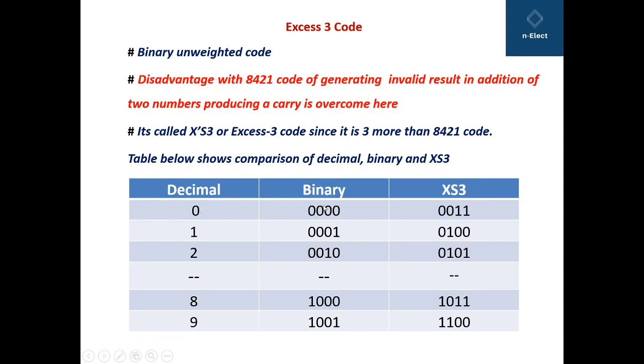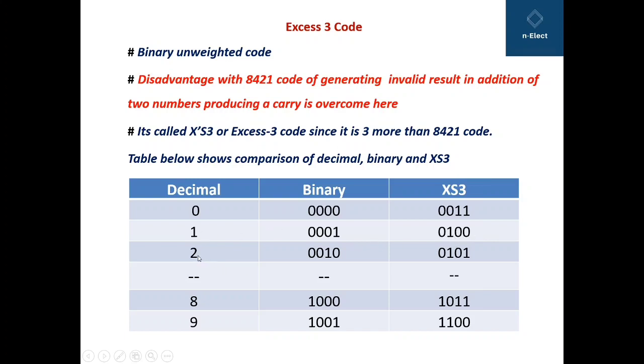0 in 8421 or BCD is written as 0000. 3 more than this, that is 0000 plus 0011, gives me 0011. So the XS3 code of decimal 0 will be 0011. Then the XS3 code of 1 will be 1 plus 3, 4. In 8421, 0001 plus 0011 gives me 0100, which is equivalent to 4 decimal.